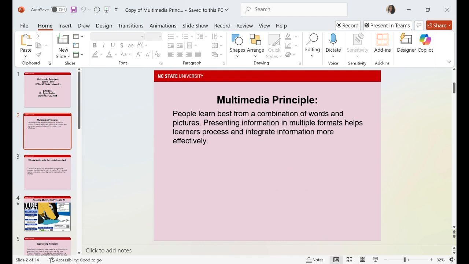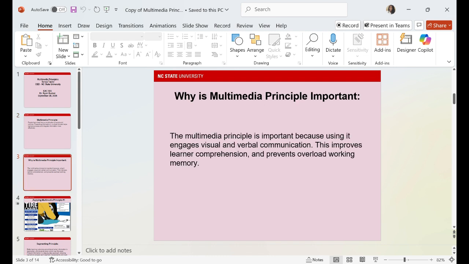I decided, of course, the multimedia principle is very important. This is because people learn best from a combination of words and pictures. Presenting information in multiple formats helps learners process and integrate information more effectively. So, why is it important? A lot of times we want to touch it and see it, and this improves learner comprehension and prevents overload of working memory.